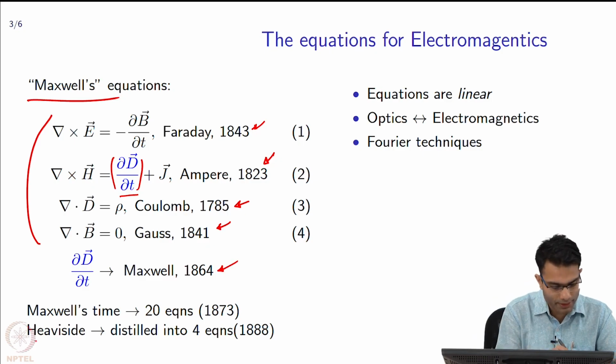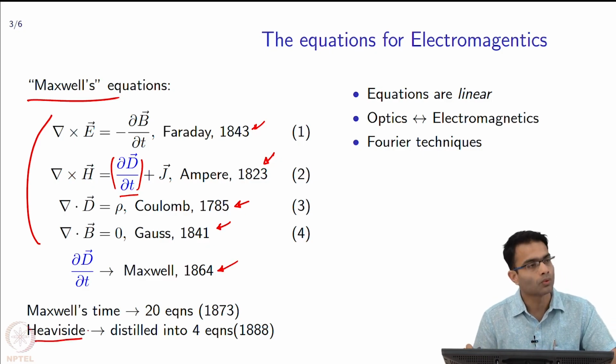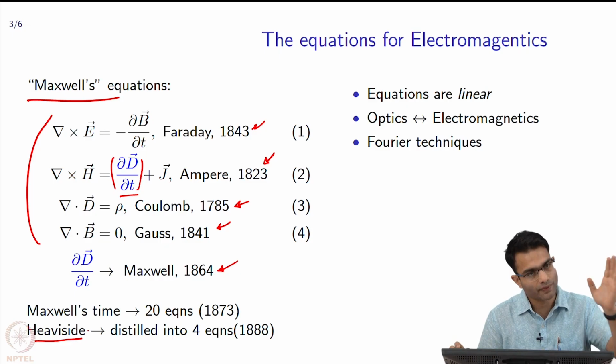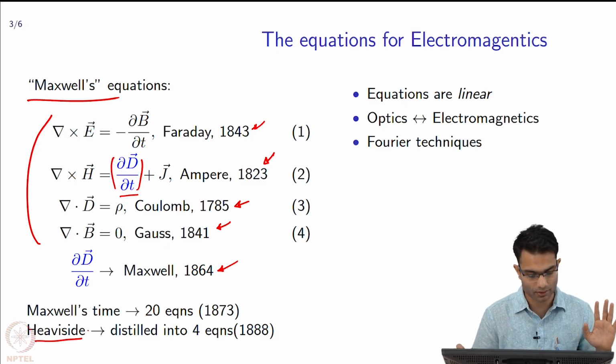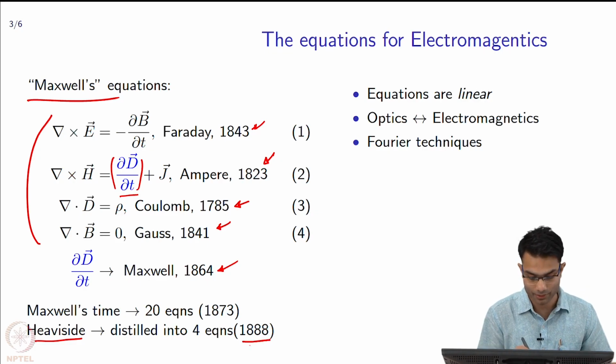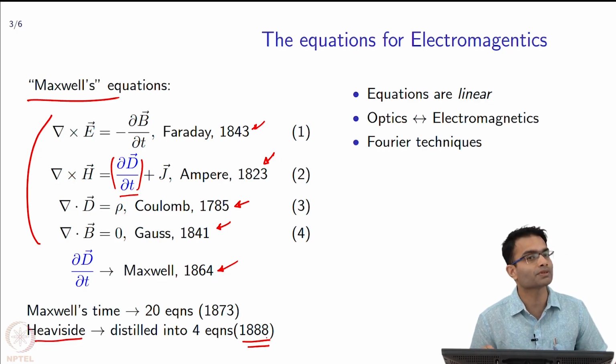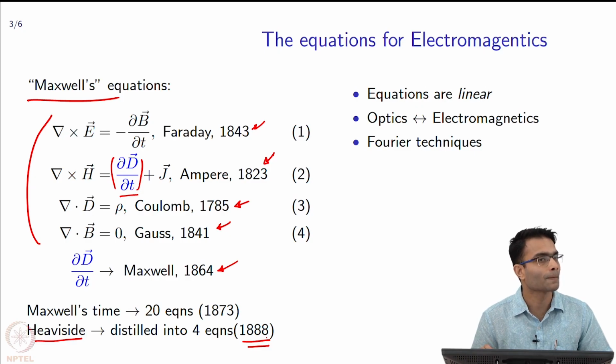Then there was this scientist by the name of Heaviside who condensed these 20 equations finally into 4 equations, which is what we have been studying since 1888, right? And why have these equations been so successful? Anyone wants to take a guess?